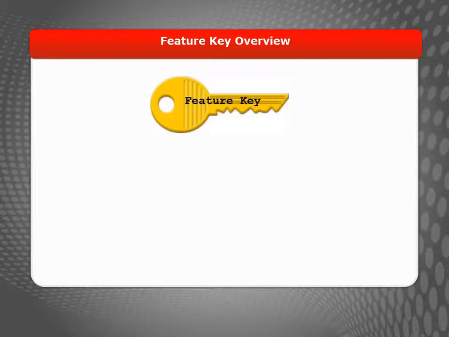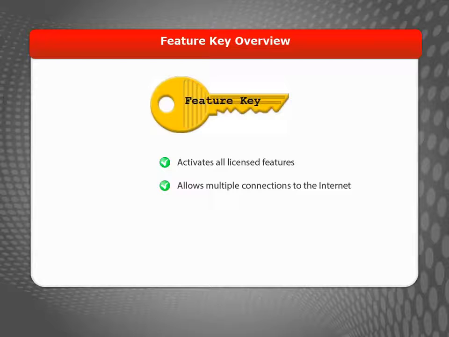Your Firebox uses a feature key to activate all licensed features, including any security services subscriptions. Without a feature key, your Firebox will only allow one connection to the internet.